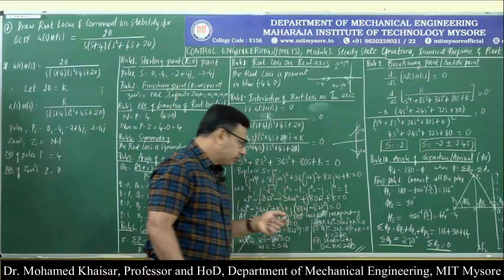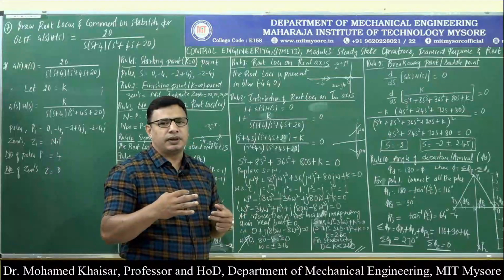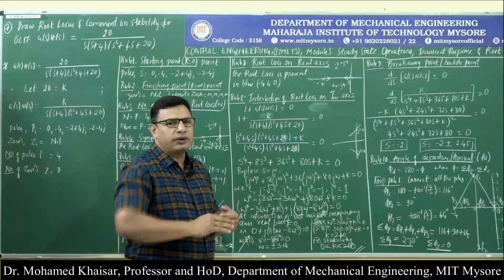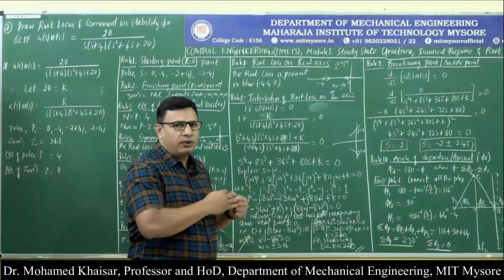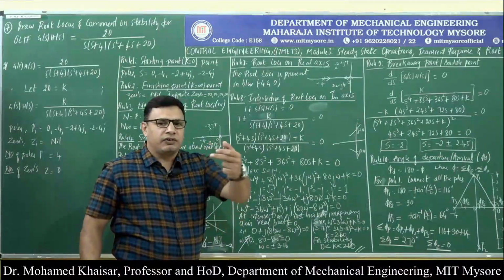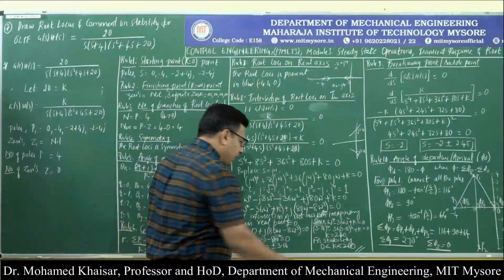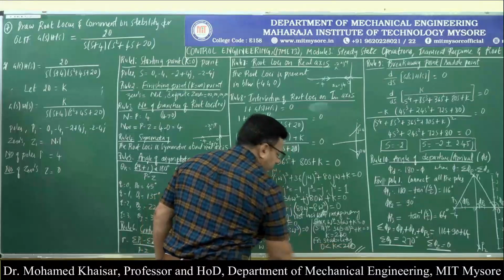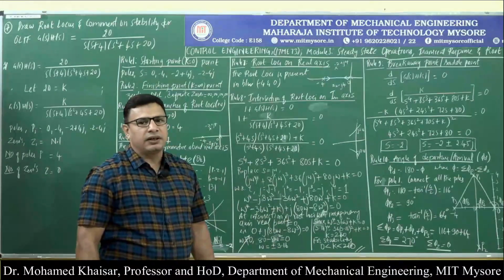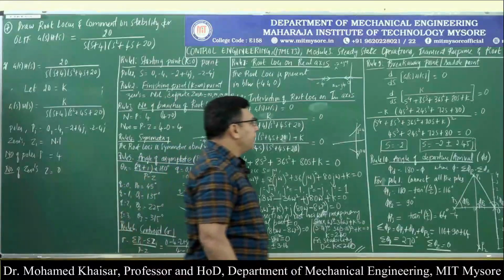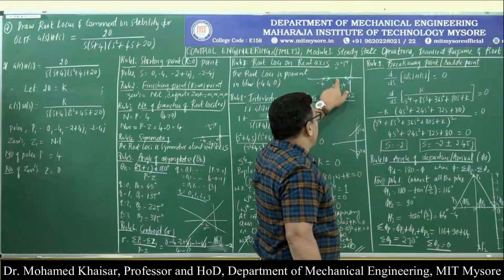That means you can keep giving the input parameter to the system starting from 0 till 260, beyond which it will become unstable. Below 0 it will not work. So 0 less than k less than 260 is the condition for stability. Then where do the breakaway points exist?